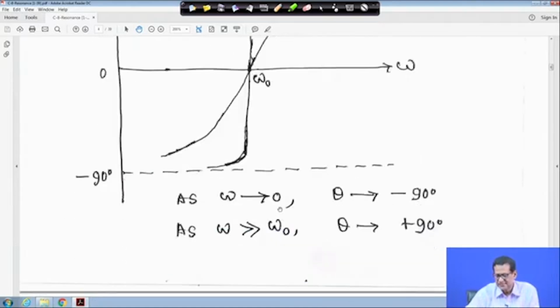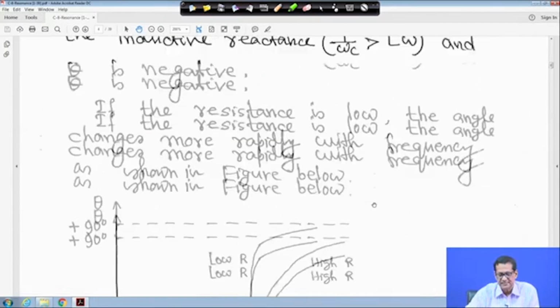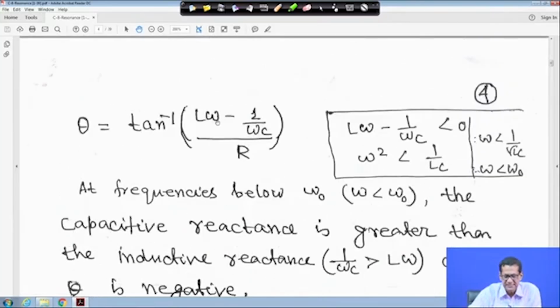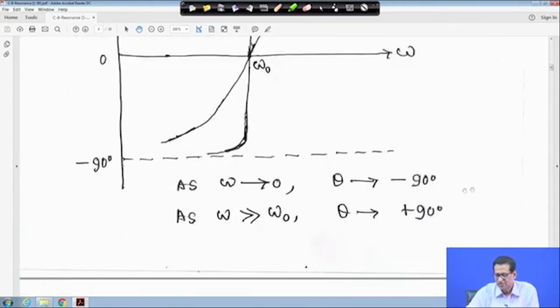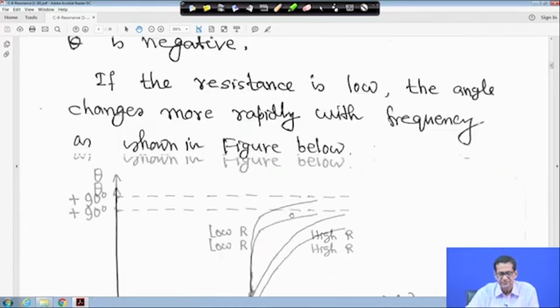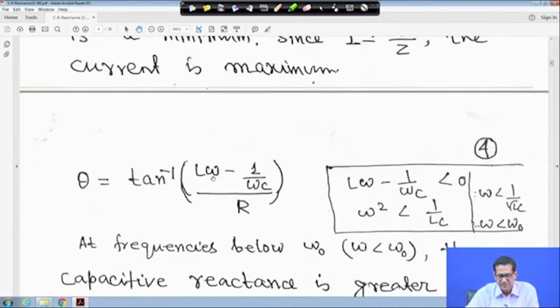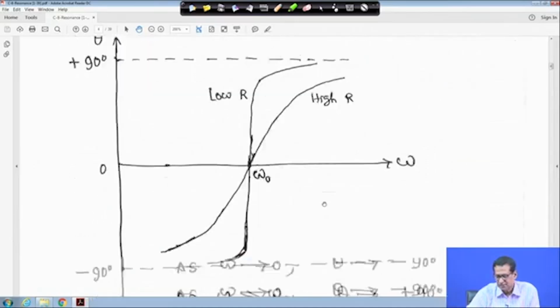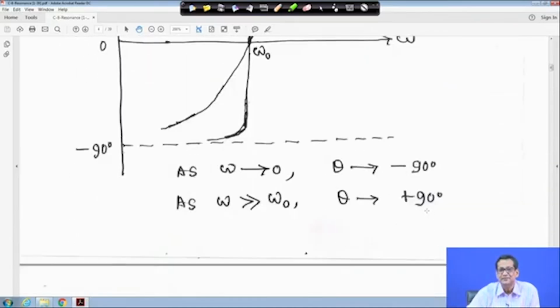So, as omega tends to 0, theta tends to minus 90 degrees. If omega tends to 0, this term tends to 0, but the 1 upon omega C term tends to minus infinity. So, in this case theta tends to minus 90 degrees. Similarly, when omega is much higher than omega 0, that is, omega is very large, the 1 upon omega C term is negligible, it will be very small, and theta tends to plus 90 degrees.